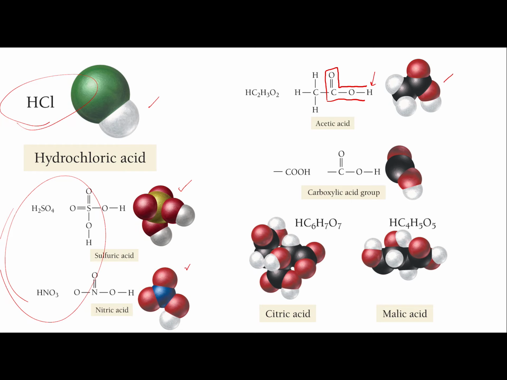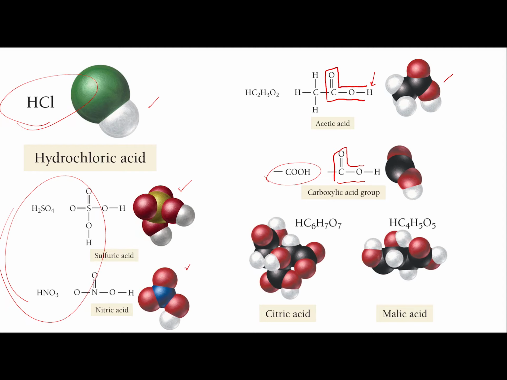It's that H, and again, here's another one that you can kind of see. All carboxylic acids will have this functional group. We call them functional groups. So acetic acid is one of those, and sometimes we also just note it as a COOH. And here's a couple more carboxylic acids, citric acid and malic acid.